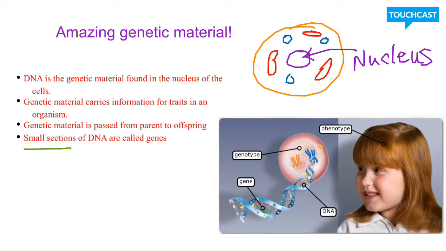Good day, class. So now we're going to start our next notes video on the amazing genetic material that helps create that heredity that we see all around us, the passing down of traits from parents to offspring. So what we're going to talk about today is DNA. That's that genetic material found in the nucleus of the cells.